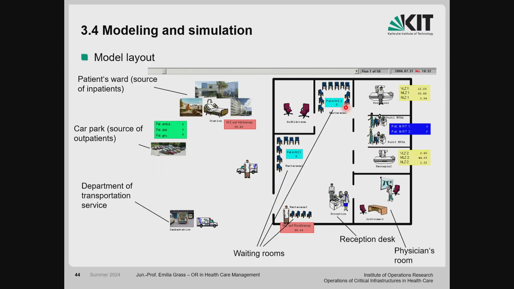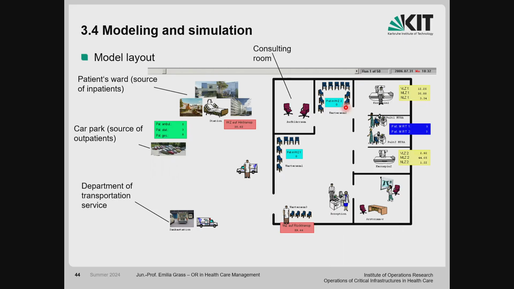And then, of course, we have the reception desk and the physician room. Maybe afterwards, there's some follow-up treatment, talking to the physician again. And then we have different, again, nodes. So we have the consulting room where the patients are informed. We have the first MRI scan. We have the second MRI scan. And we have a special room where the patients are getting ready for the scan.